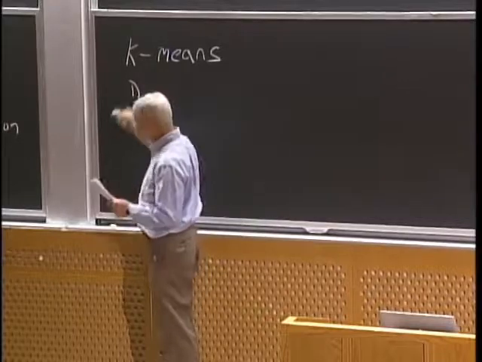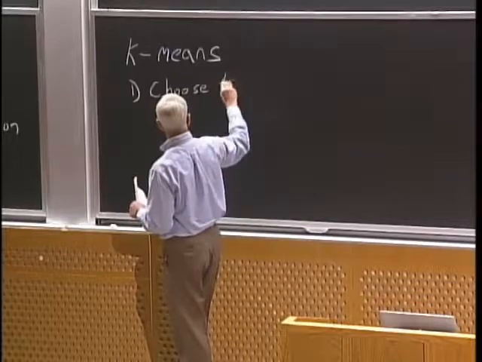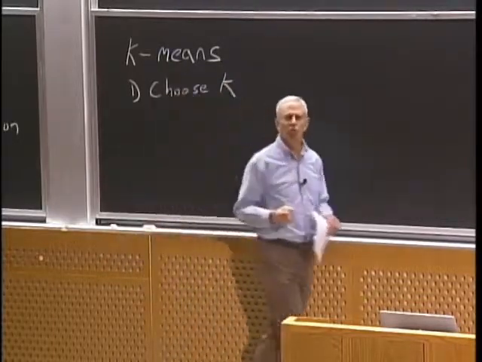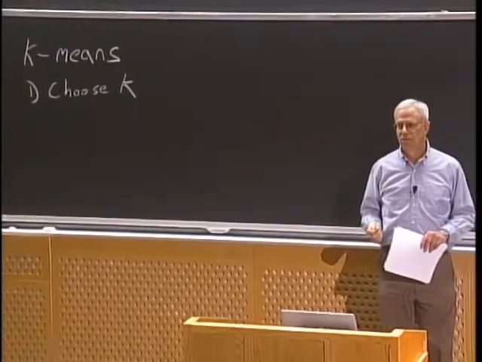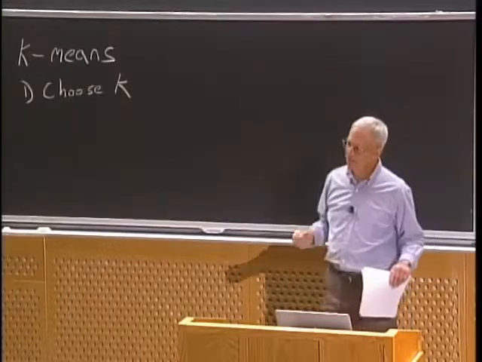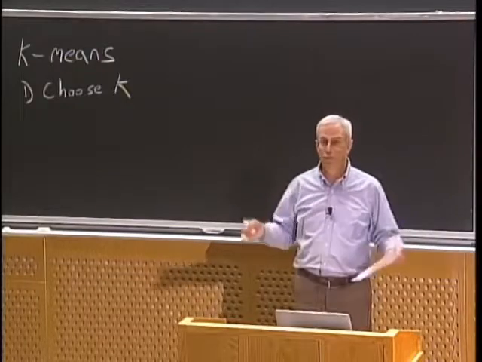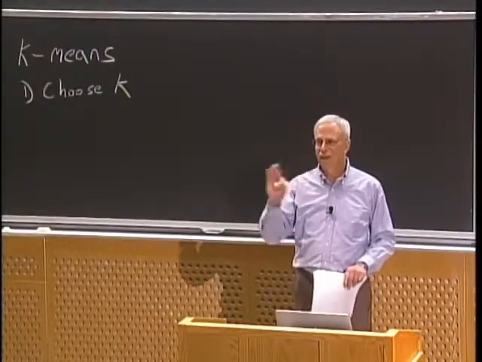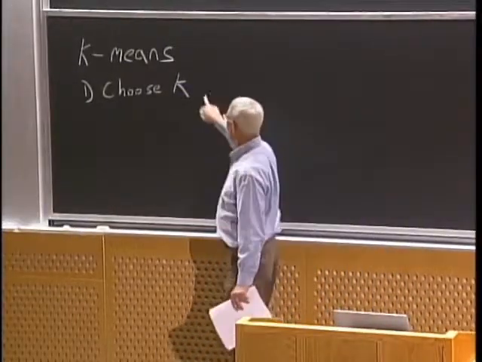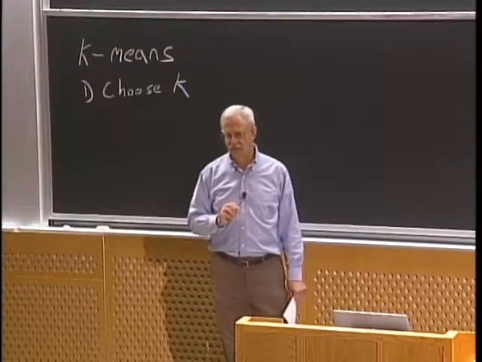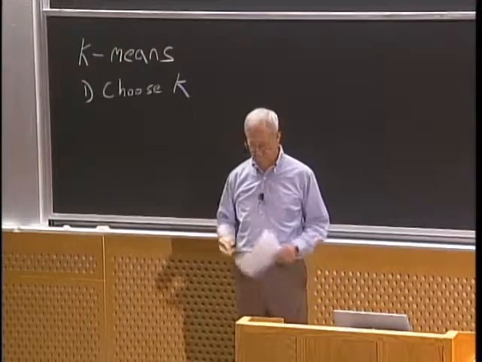Step one is you choose k. K is the total number of clusters you want to have when you're done. So you start by saying, I want to take the counties and split them into k clusters. 2 clusters, 20 clusters, 100 clusters, 1,000 clusters. You have to choose k in the beginning. And that's one of the issues that you have with k-means clustering: how do you choose k? We can talk about that later.